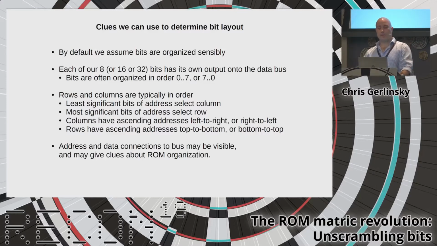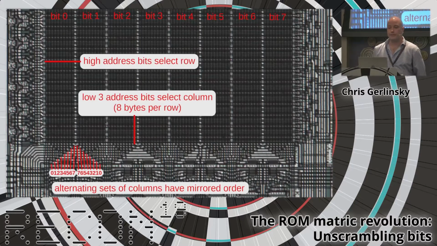The rows and columns that the bits are arranged in are typically in order. That is, with the least significant bits addressing the column within your image, and the most significant bits addressing the row. There'll be another image where you can see a bit closer coming up. And also, a lot of the time around the periphery of the ROM, you're able to see the address and data connections and where they link onto a bus. And in some cases, those connections to the bus can be visible, and that can also give you some clues about how the ROM is organized.